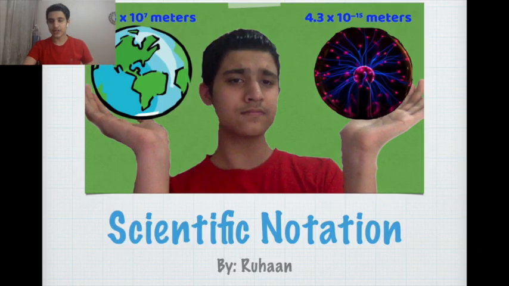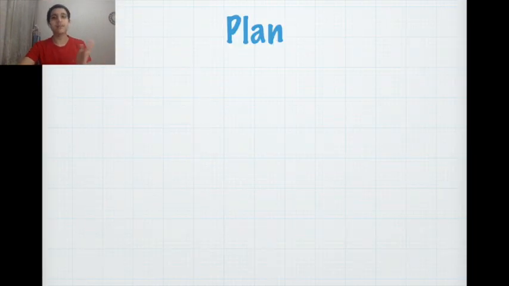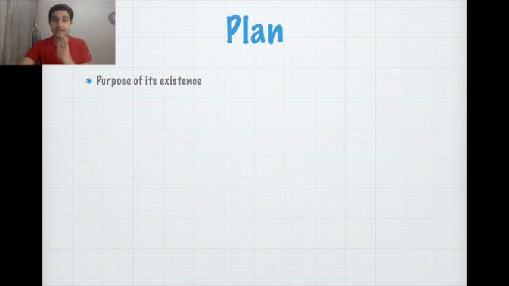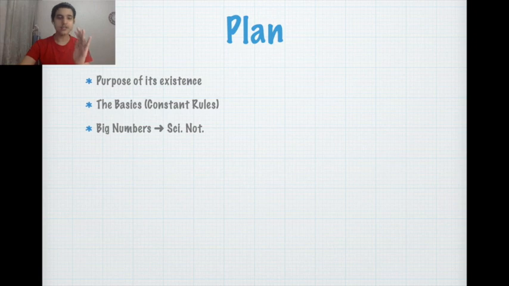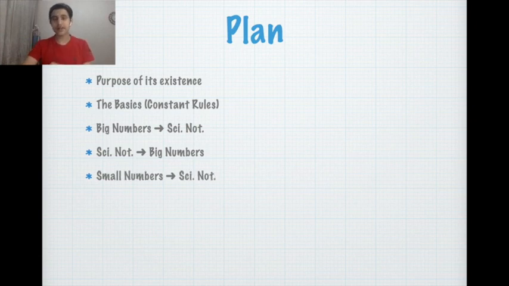So without any further ado, let's begin. First, I'm going to start by talking about the plan. Today we're going to talk about the purpose of scientific notation's existence, the basics, like the constant rules that can be applied in any situation with such problems, as we're going to discuss today: big numbers to scientific notations, scientific notations to big numbers, so vice versa, small numbers to scientific notations, and scientific notations to small numbers.